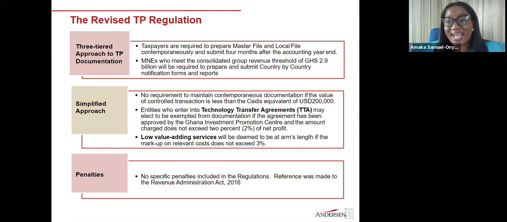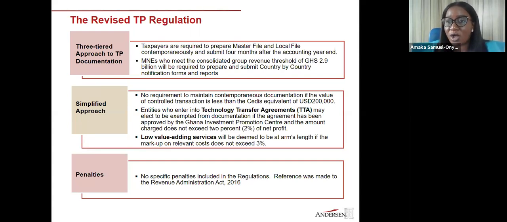So if you're a company that has an accounting year end of December, you have up until the end of April to file the master file and the local file. The regulation also introduced a simplified approach. So basically, some form of safe harbor for specific transactions.